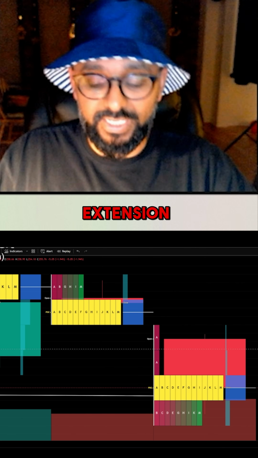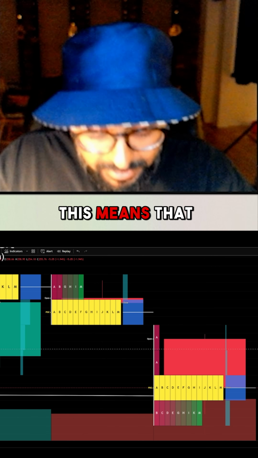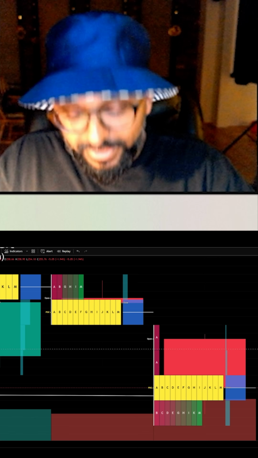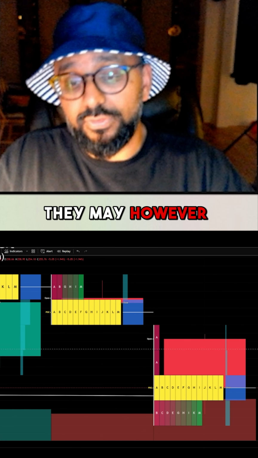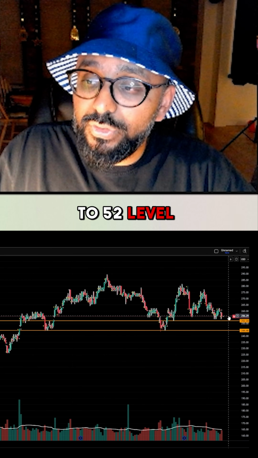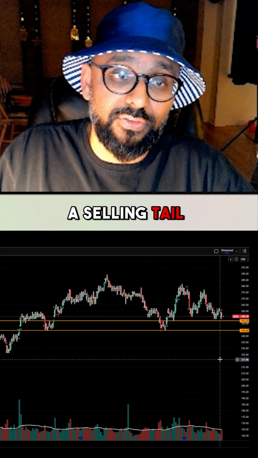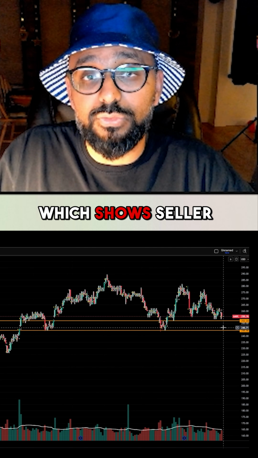However, there was no range extension, which means that sellers didn't initiate an auction lower. This means that sellers are in control, but not demonstrating strength. They may, however, continue to test lower prices. Because I only long, in the 244 to 252 level I want price to retrace into the zone, and then I want to see a buying tail, which shows seller exhaustion.